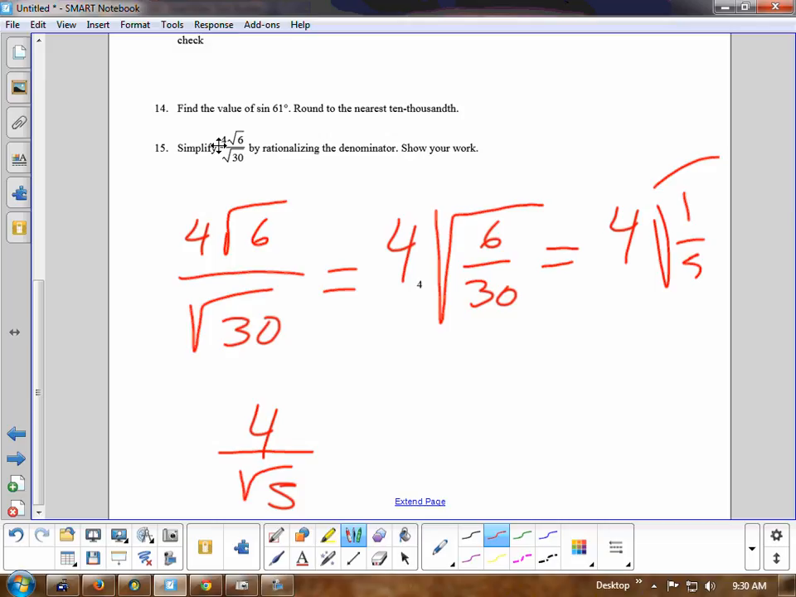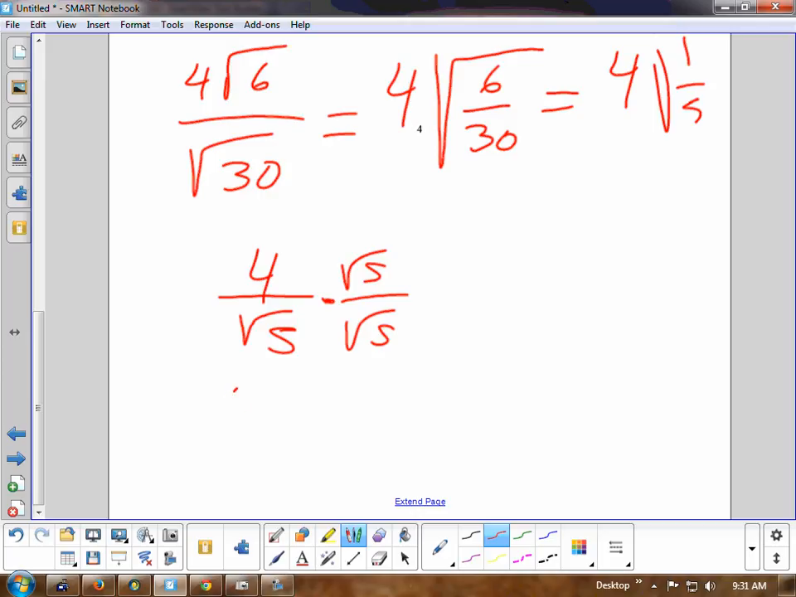So 4 over radical 5. So this is an answer, but it's not the right answer. What's wrong with this picture? It's a radical on the bottom. To get rid of the radical on the bottom, multiply by radical 5 on top and the bottom. And you're left with 4 radical 5 over what? Yes, Mario. 5. Thank you. That's your final answer. I'll give you a second to copy it.